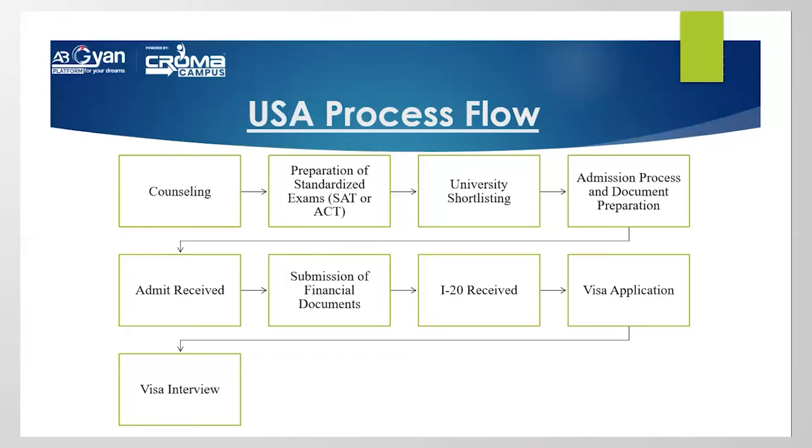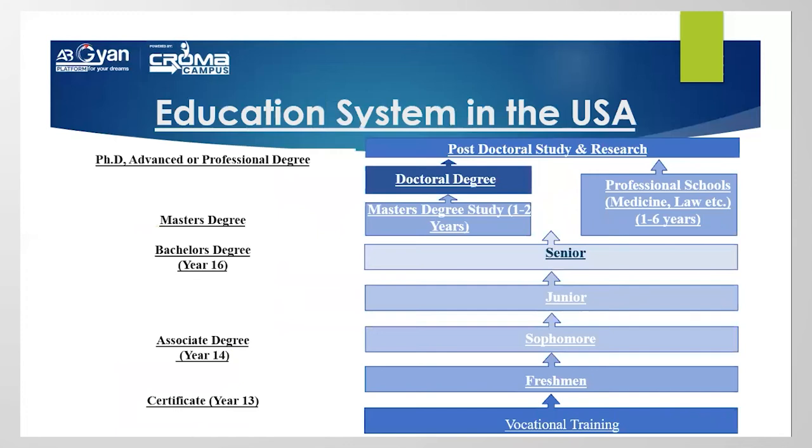Now we'll proceed with the next slide, which is about the education system in the USA. Here you can see 2 types of names for the programs. On the left side, you'll see general terms that we usually use, and on the right side, you'll see some particular terms. In the USA, after completing secondary education, you can go for vocational training if you just want to do a 1-year program or course to get a job.